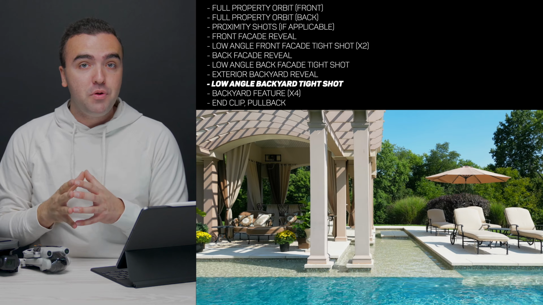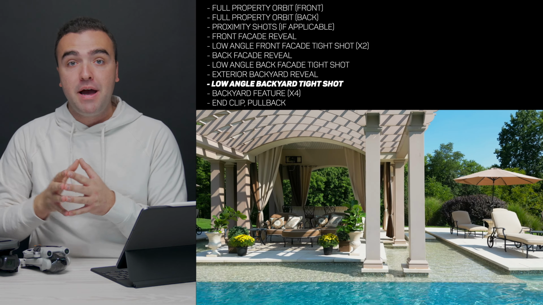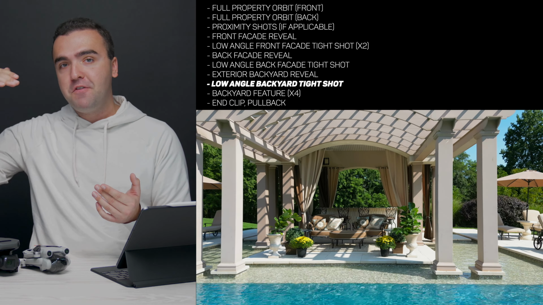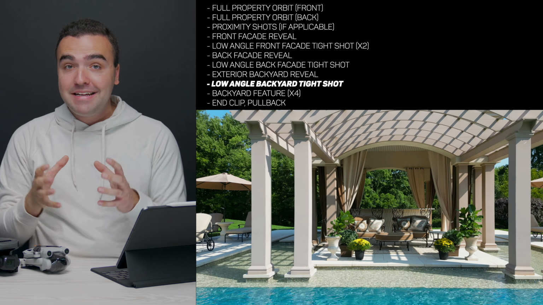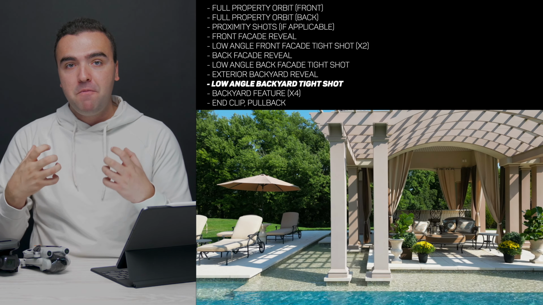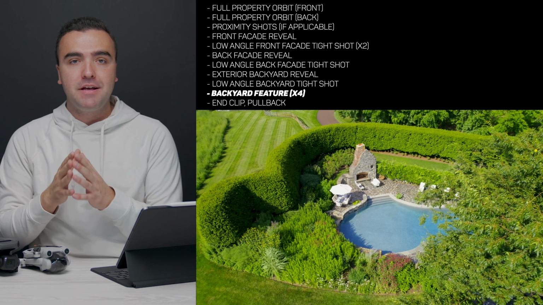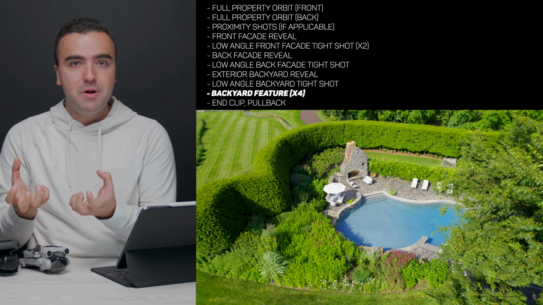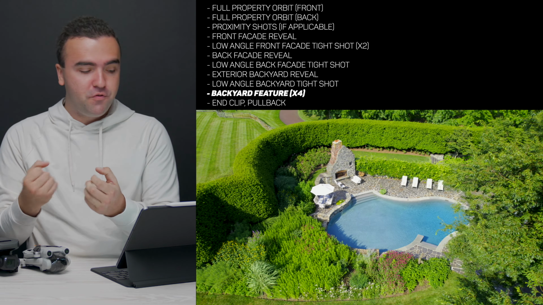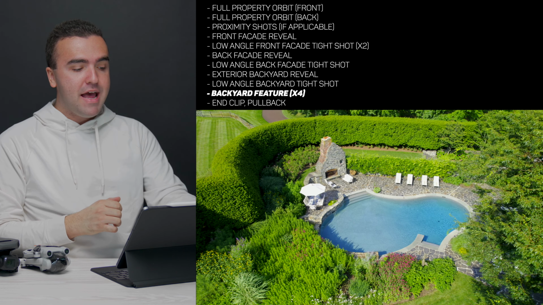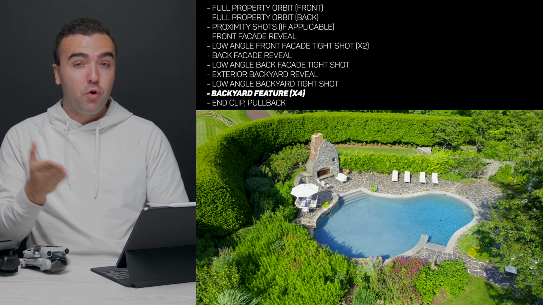And of course, if there's a pool, I like to show that off as much as possible by revealing around trees or flying down close to the pool itself. I like to get really close and almost make it seem like I'm filming with my camera on the ground because again, it just kind of draws the viewer in and gives them a closer look at those features of the property. And you can see here I have backyard feature x4.